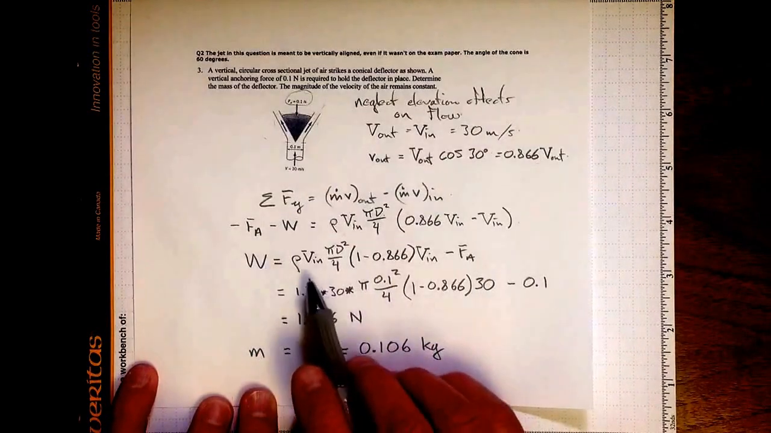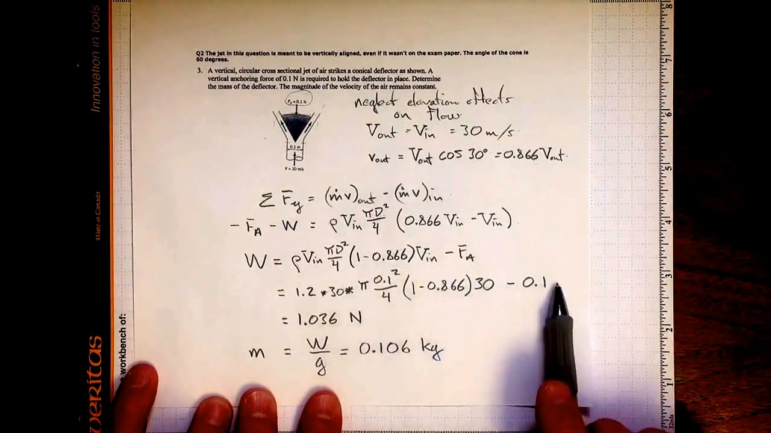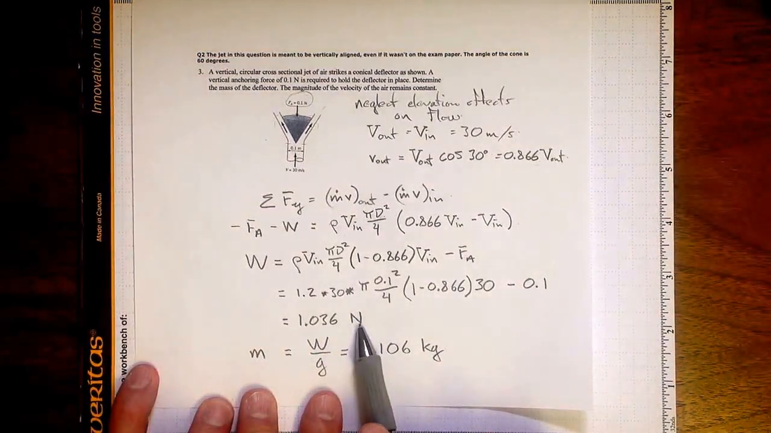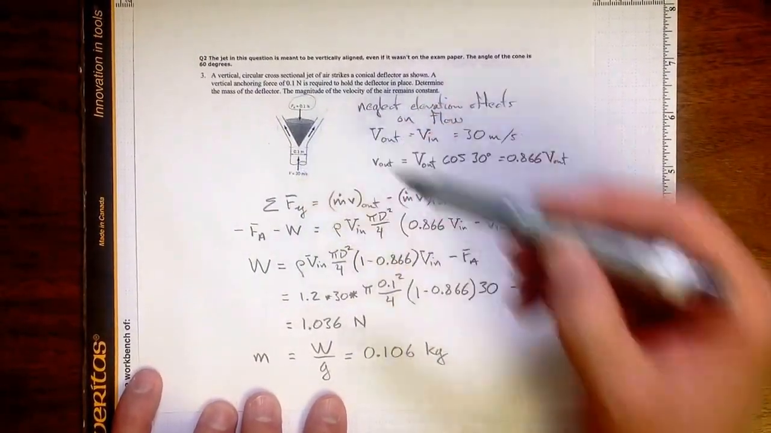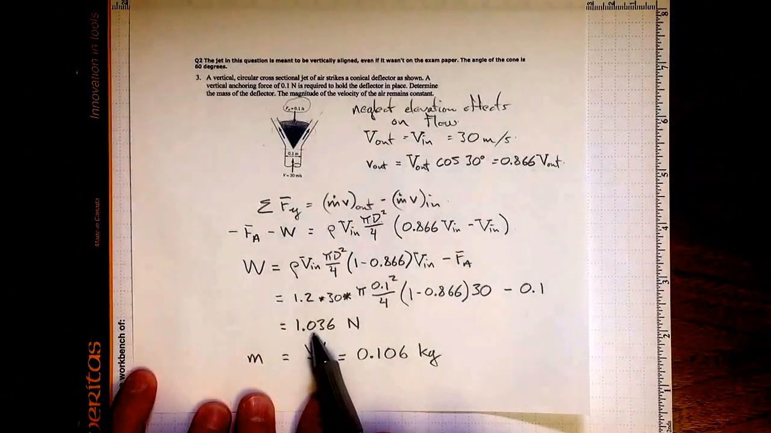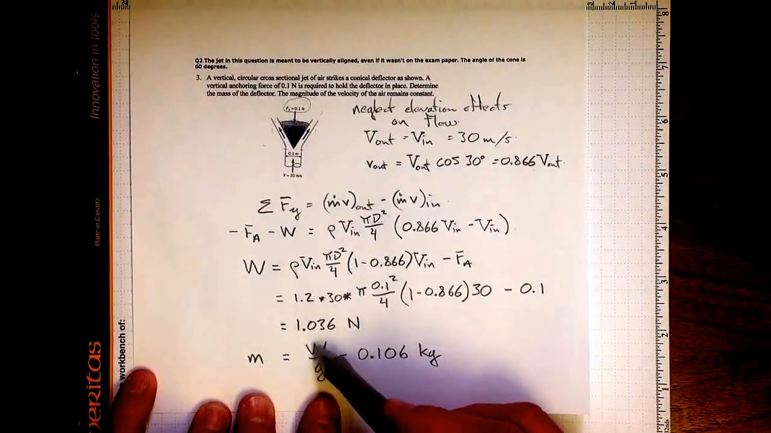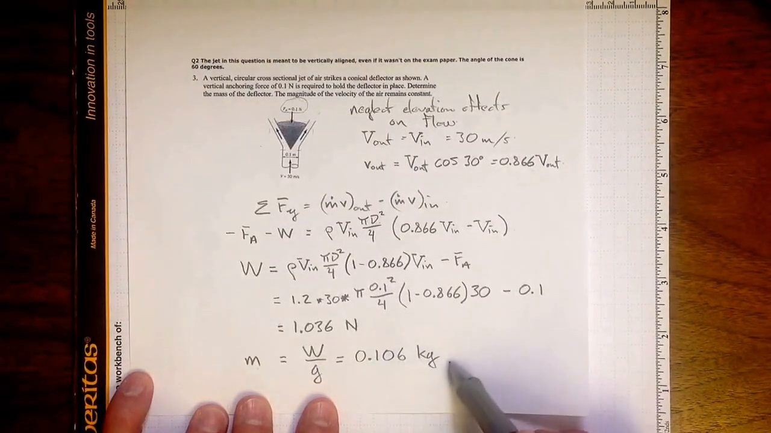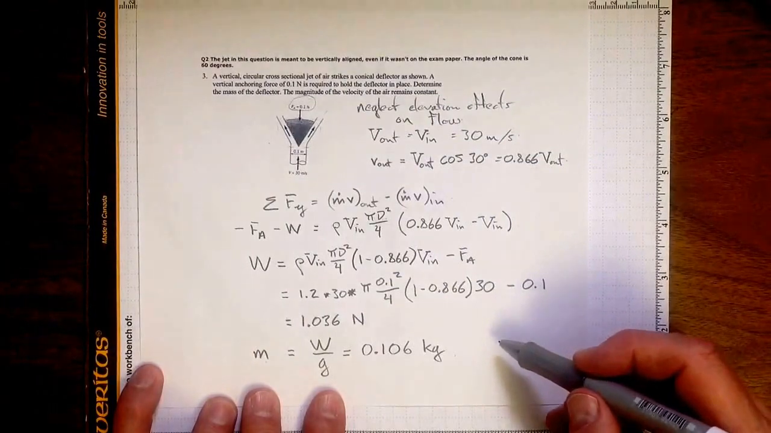Rearranging this for W, we put the areas in and put the numbers in, and we wind up with 1.036 newtons as the force of the weight of that cone acting downwards. Now we've got to divide by g to get that in terms of the mass. That'll be W divided by g, and that gives an answer of 0.106 kilograms for the mass of this cone. So that gets us the answer that we were looking for.